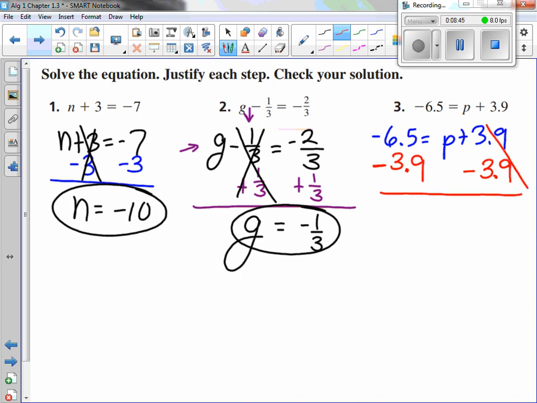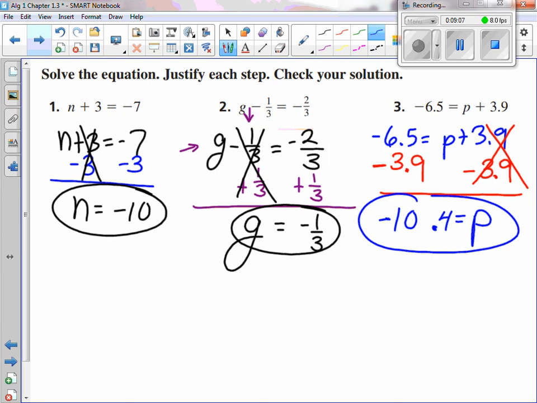Well, 3.9 minus 3.9 will cancel each other out, leaving me with p by itself. Now we can subtract these here. You can do this in a calculator. Do negative 6.5 minus 3.9. And they will combine to give us negative 10.4. And that is our answer here. And again, our justified step is we use subtraction property of equality to get p by itself. And what we did to get p by itself was we subtracted 3.9 from both sides. And that's all we did to solve for this here.